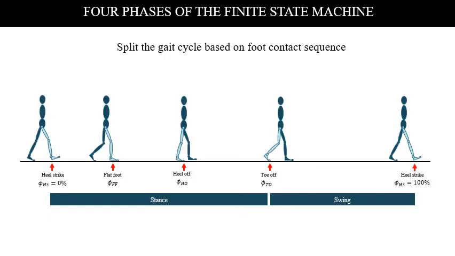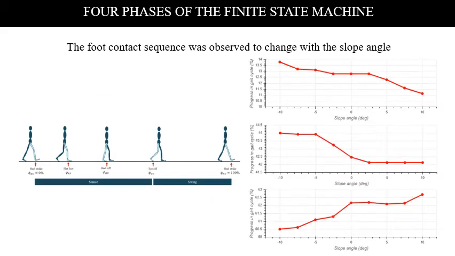We first split up the gait cycle into 4 phases. We also observed that these 4 phases tend to change based on the slope angle. Now, these phases help us set up a finite state machine and implement impedance control strategies.